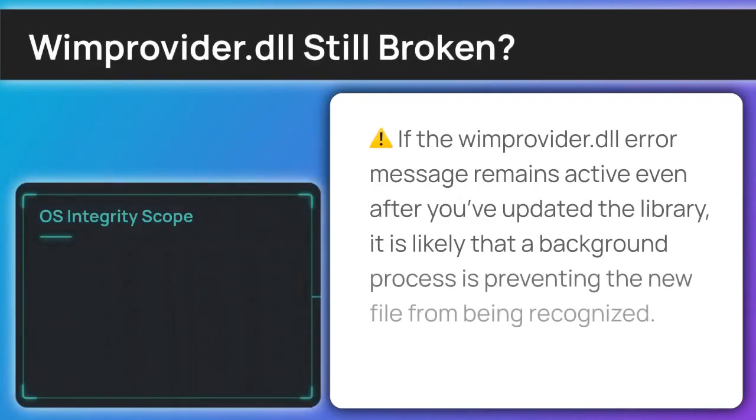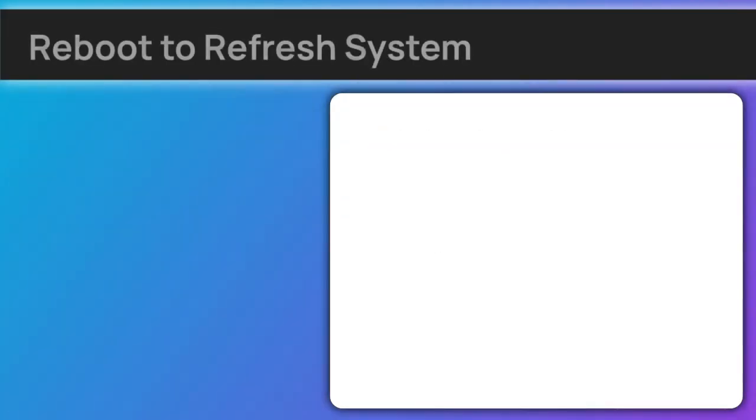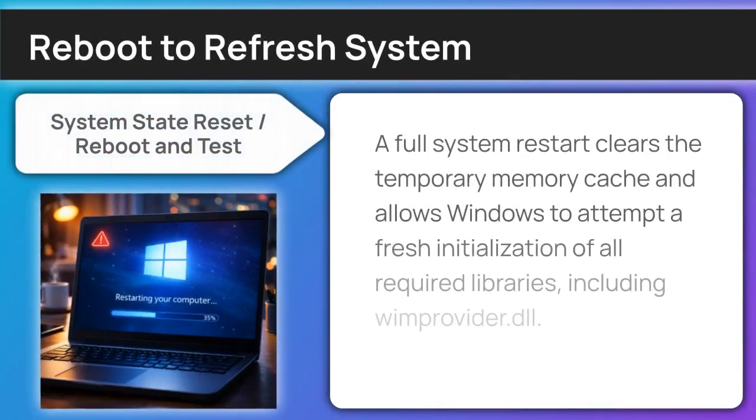If the error persists despite the new library files, we must verify if a simple synchronization conflict is preventing the file from loading. A full system restart clears the temporary memory cache and allows Windows to attempt a fresh initialization of all required libraries, including WIM Provider Library.